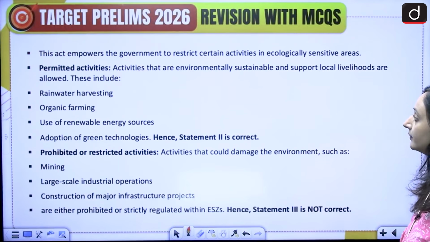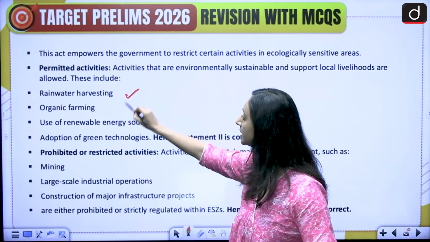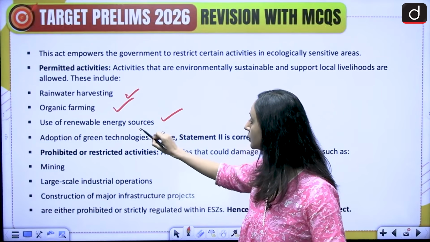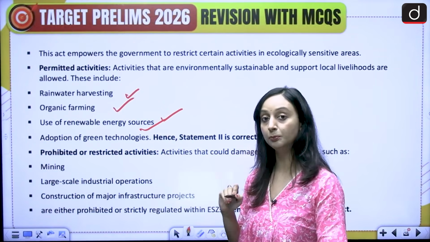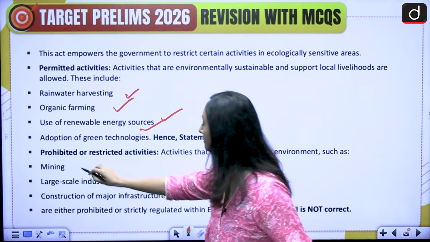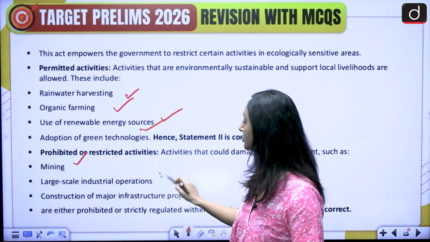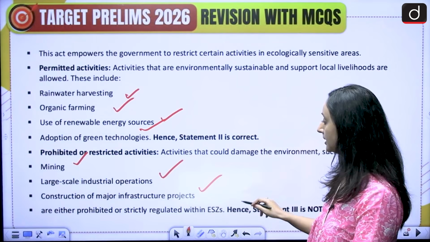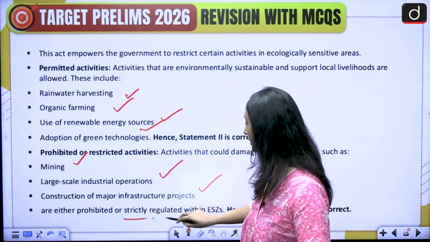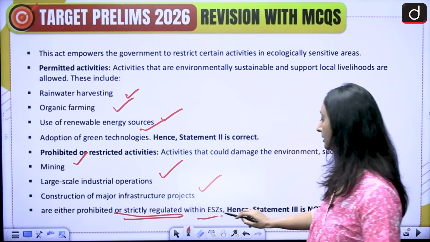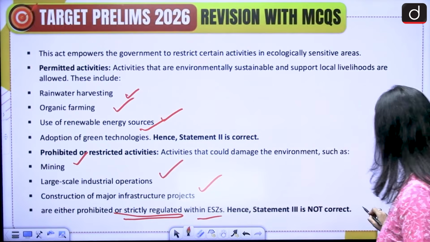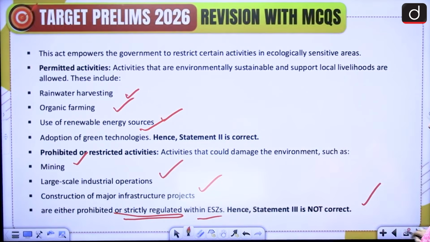Now permitted activities will be rainwater harvesting, organic farming, use of renewable energy sources and adoption of green technologies. And prohibited activities will be mining, large-scale industrial operations, construction of major infrastructure projects. These are either prohibited or strictly regulated within ESZs, but definitely not encouraged. So the third statement is also not correct.